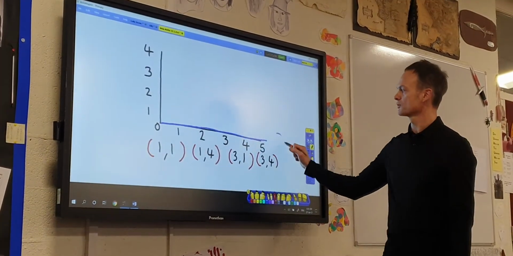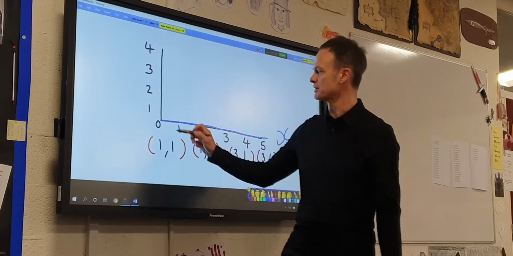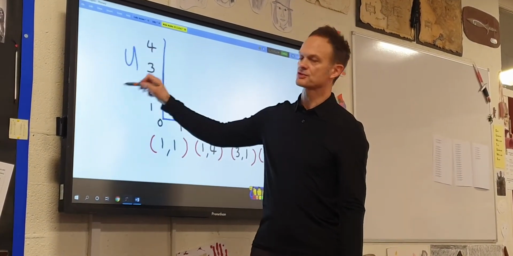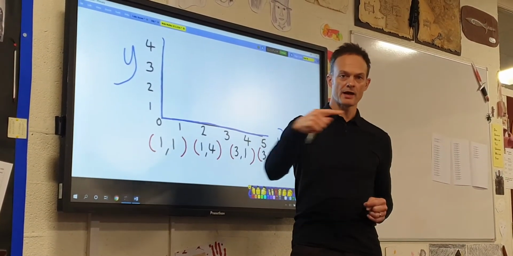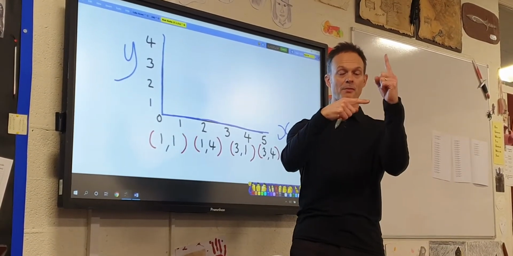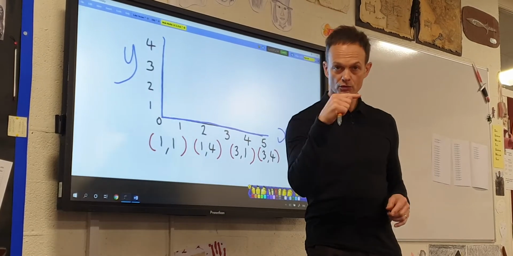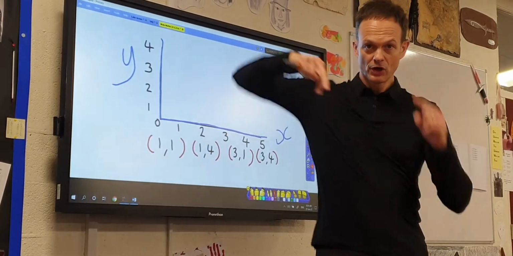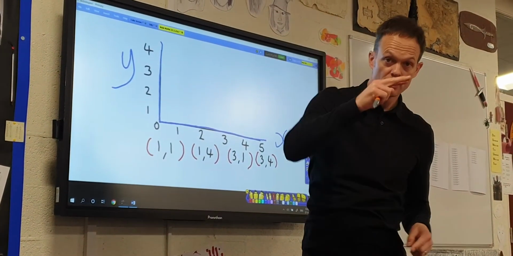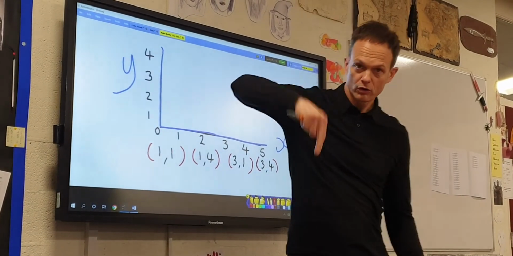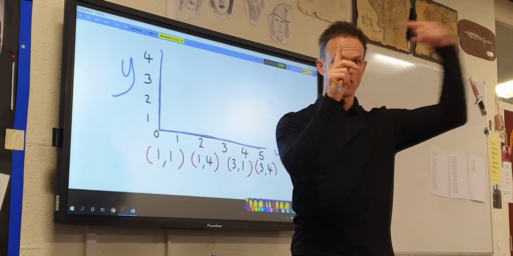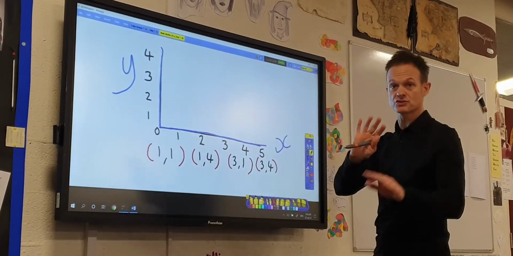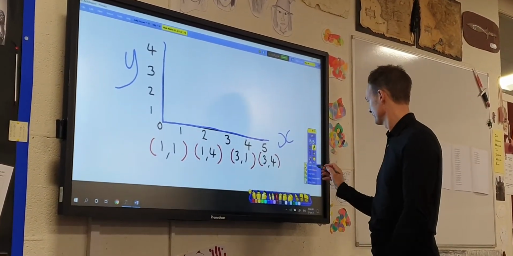Main thing to remember, whenever you're doing your coordinates, is you always go along first. Always. Always along the x-axis first. And then when you've done that, up the y-axis, right? Along, then up. If you do it the other way, you're going to get them all wrong. Along first, then up. Along, up. Never up, along. That's wrong. Just in case you're feeling stupid.